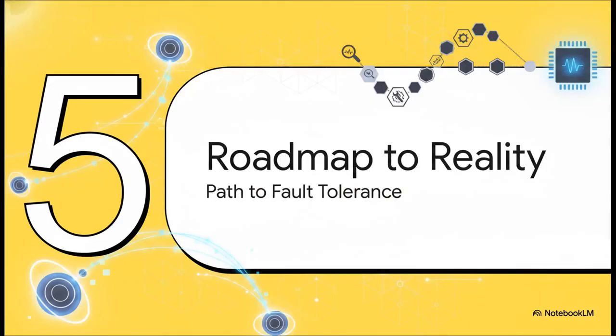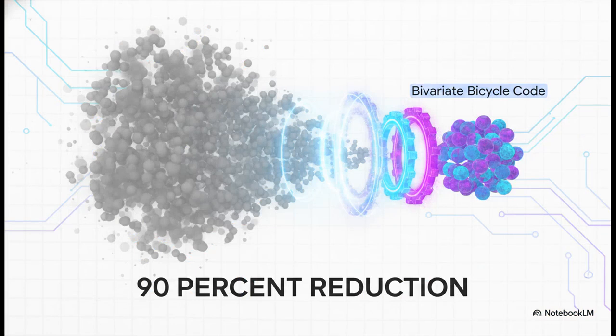Finally, Section 5, the roadmap to reality and the path to fault tolerance. A massive hurdle here has always been that older error correction methods required thousands, sometimes millions of physical qubits just to create a single reliable logical qubit. But recently, IBM introduced a highly efficient mathematical code called QLDPC, specifically the bivariate bicycle code, which is a pretty fun name. This is a massive breakthrough because it reduces the physical qubit overhead by up to 90%. It essentially proves we aren't going to need to build impossibly huge machines just to run reliable quantum programs.